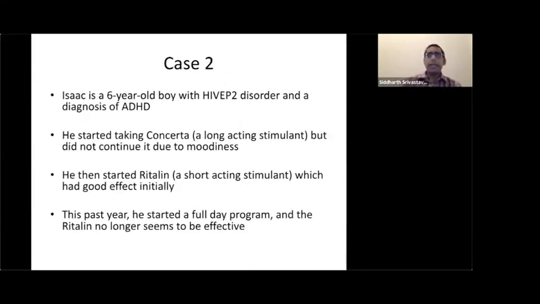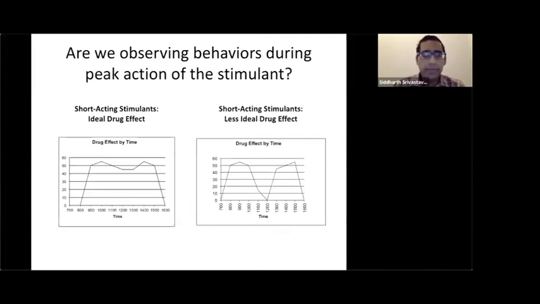So let's talk about case 2. Isaac is a 6-year-old boy who has HIVEP2 disorder and a diagnosis of ADHD. He started taking Concerta, which is a long-acting stimulant, but did not continue it due to moodiness. He then started Ritalin, which is a short-acting stimulant, which had good effect initially. This past year, he started a full-day program, and the Ritalin no longer seems to be effective. So what could be going on?